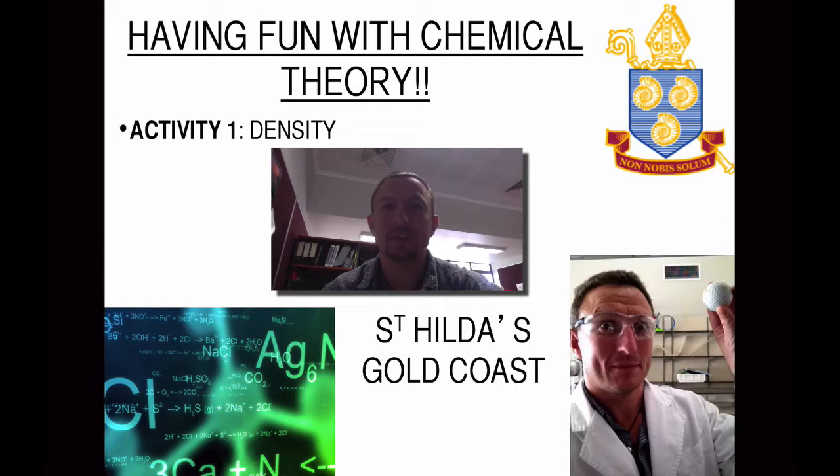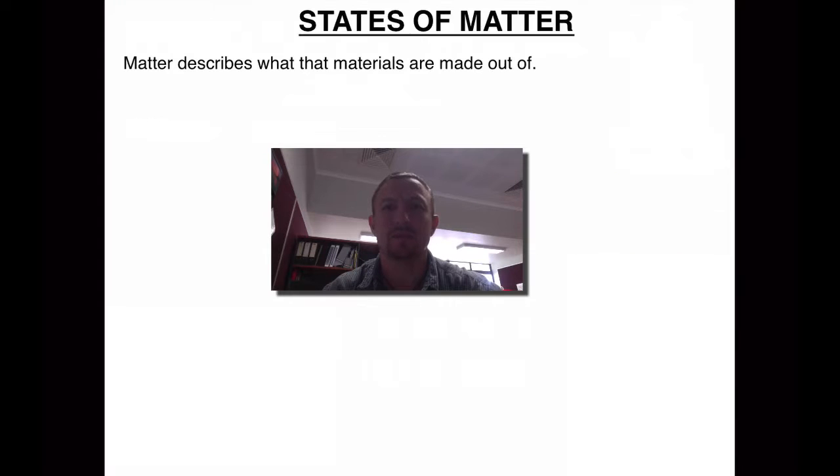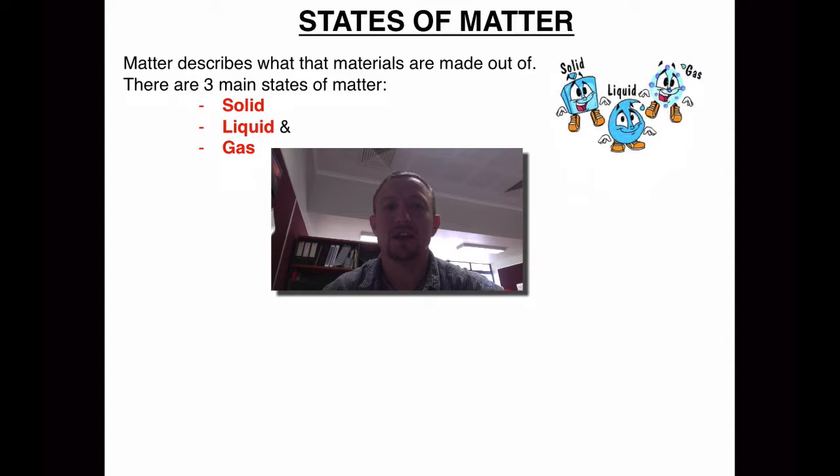Okay, the first thing we need to understand is materials. Materials are all around us and they are made up of three states of matter. But what is matter? Well, basically matter is what the material is made out of, and it comes in three forms. The three forms of matter are solid, liquid, and gas. Now they have specific properties. We'll be looking at those properties later in Activity 2.